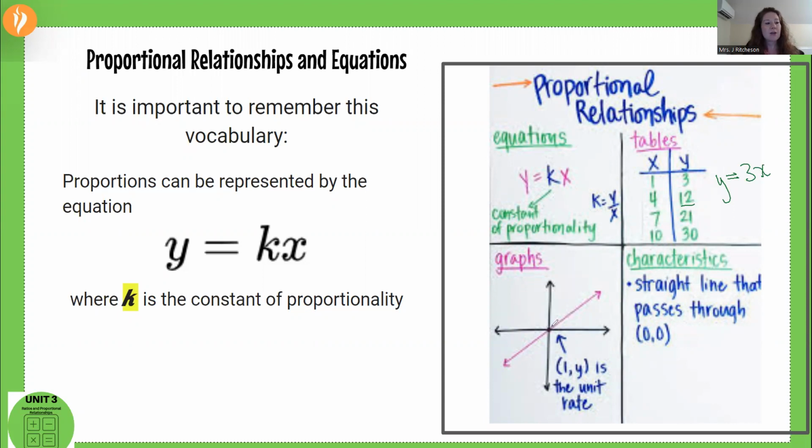Okay, our graphs always look like this. A straight line goes through the origin (0, 0). When x is 1, whatever the value of y is, that is our constant of proportionality, also called the unit rate.